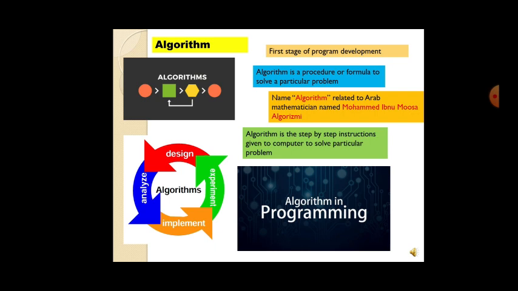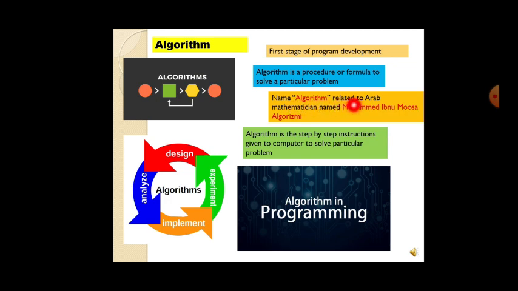Now let us see what an algorithm is. You can see in the image. To do all the analysis, designing, experiment and implementation, you need to write the algorithm. It's the first stage of program development. An algorithm is a procedure or a formula to solve a particular problem. There are some procedures you need to follow while coding and writing software. So the algorithm is the first stage.